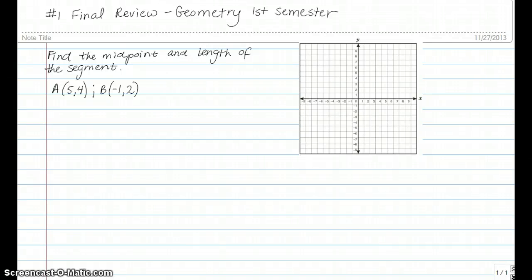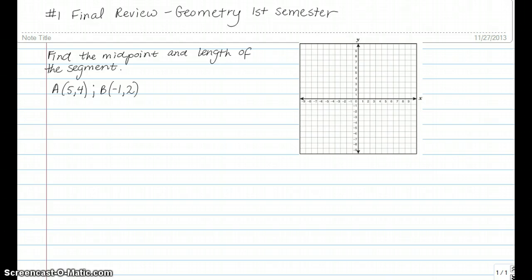Okay, this is the #1 final review for the first semester of geometry. You're going to do a couple of things here. You're going to see the problem on this page, and then I'm going to put a problem for you to do on another page, perhaps even 2 more pages. You are going to find the midpoint and length of the segment.